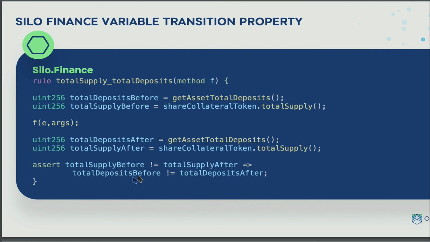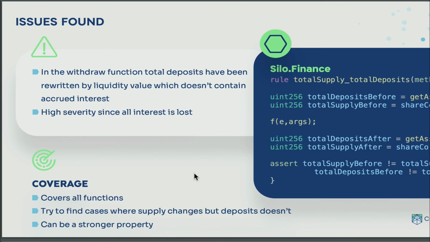Basically, the idea here is that if the total supply changed, that means that also the deposit changed. This is a very simple property, very easy to think about. We can even make it stronger by having more relations. The issue that was found here was also some kind of wrong computation, and what it meant is that it was a high severity issue, and all the interest that the protocol obtained was lost. And again, very nice property. It covers all the functions.